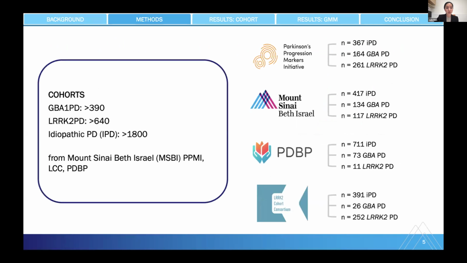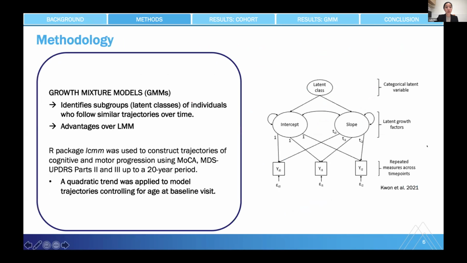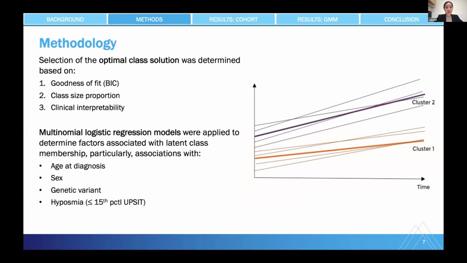So in our cohort, we looked at IPD, GBA, and LRRK2 PD variant carriers at our site, PPMI, PDBP, and the LRRK2 consortium. We used growth mixture models to look at latent classes related to motor and cognitive progression over time, looking at MDS-UPDRS parts 2 and 3 and MoCA, with up to 20 years of follow-up since the first visit. To figure out the optimal number of classes for our latent class study, we used the Bayesian information criterion, looking at goodness of fit, relative class size proportions, and clinical interpretability.